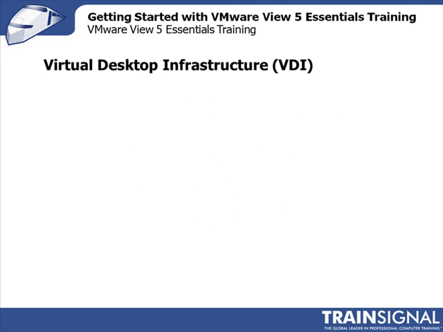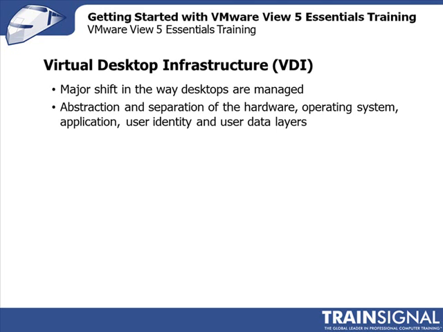So if you're not familiar with the term VDI, I want to quickly explain to you the vision of a virtual desktop infrastructure. The first thing you have to understand is that it truly is a major shift in the way that you manage your desktop infrastructure, even more so than the shift that happened when moving from physical servers to virtual servers. The concept is to really abstract and separate out the different layers that make up a user's desktop experience. The first step is separating the hardware from the operating system, which we use VMware vSphere for. Next, we want to separate out the application from the operating system. This is accomplished using application virtualization technologies like VMware ThinApp, Citrix XenApp, or Microsoft App-V, all of which have perfectly legitimate use cases within a View infrastructure.